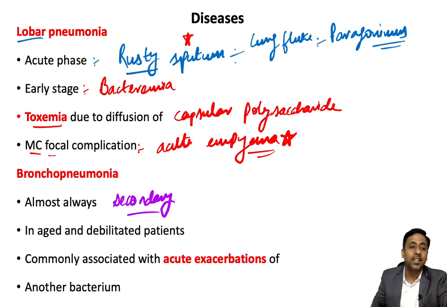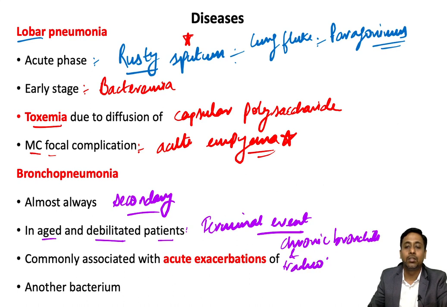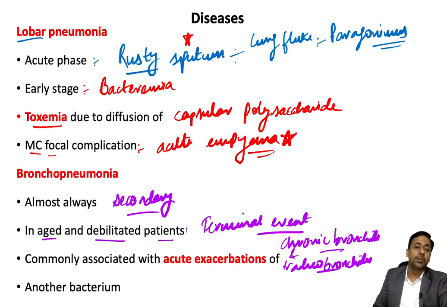Okay, and in aged and debilitated patients, it is the most frequent terminal event caused by pneumococcus. Okay, and it is commonly associated with the acute exacerbation of chronic bronchitis and tracheobronchitis. So it is commonly associated with acute exacerbation of COPD like chronic bronchitis or tracheobronchitis.